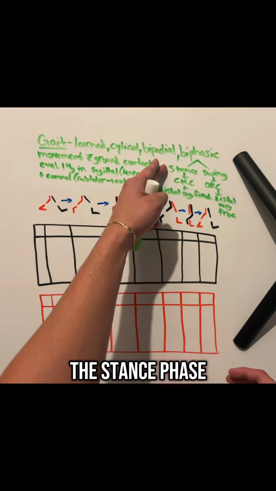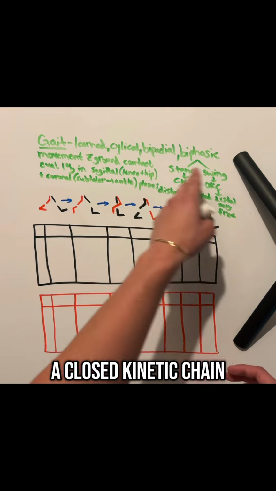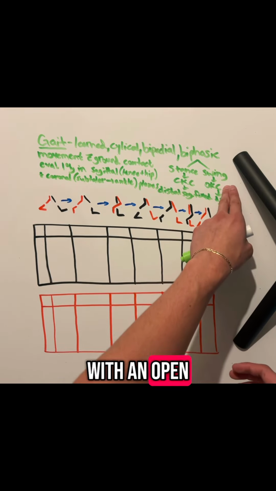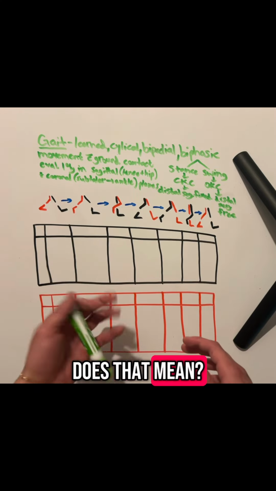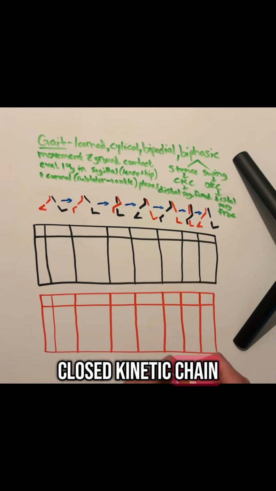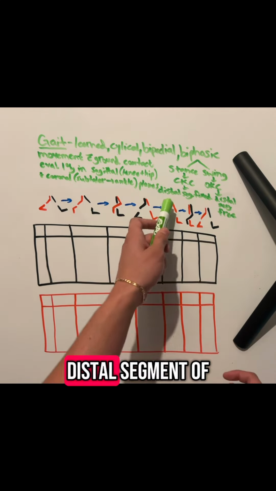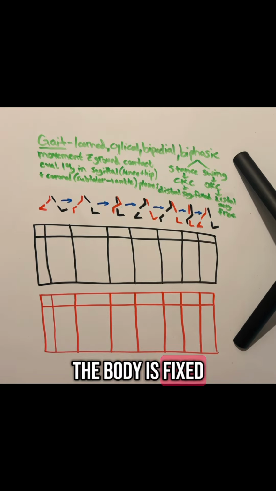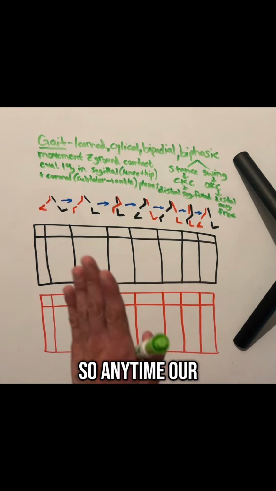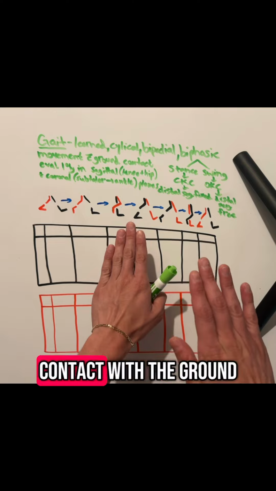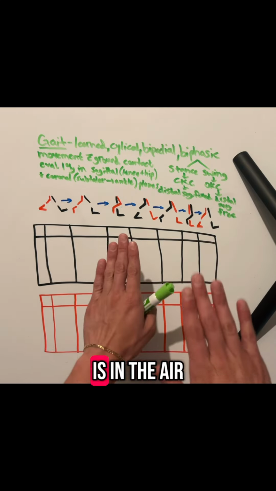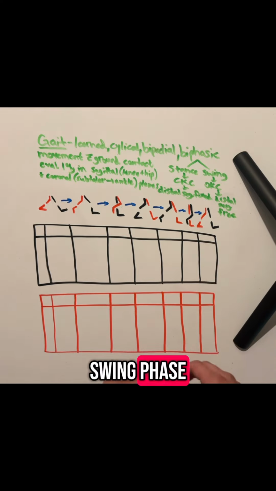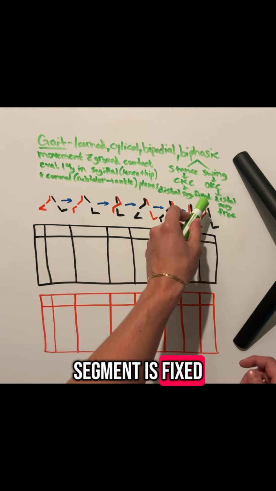The stance phase is associated with a closed kinetic chain, whereas the swing phase is associated with an open kinetic chain. Now, what exactly does that mean? Closed kinetic chain refers to a movement in which the distal segment of the body is fixed. So anytime our leg is in contact with the ground, that is in stance phase. And anytime our leg is in the air, that is in swing phase. So the distal segment is fixed.